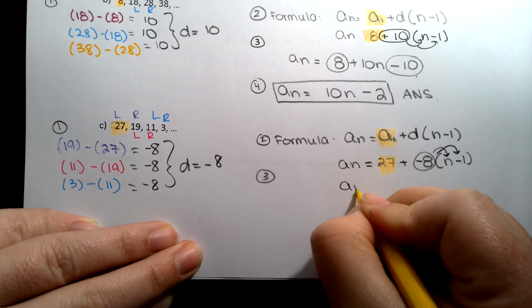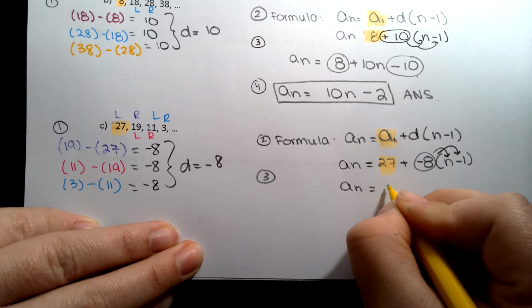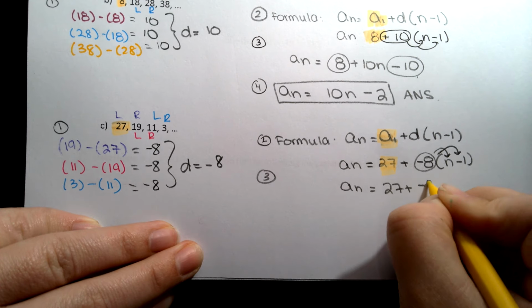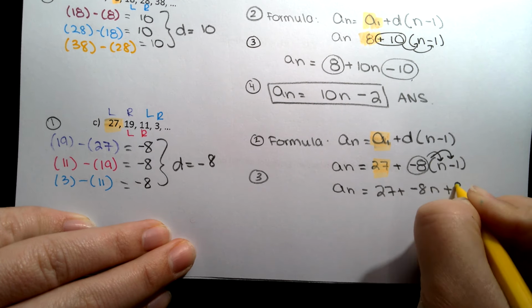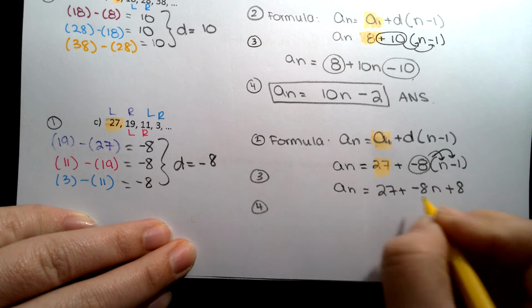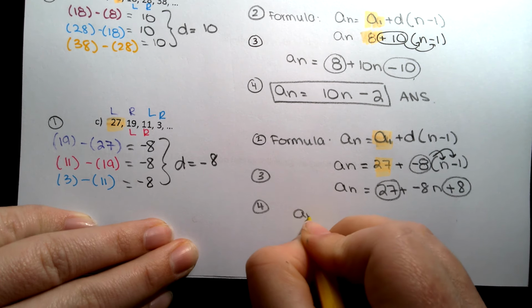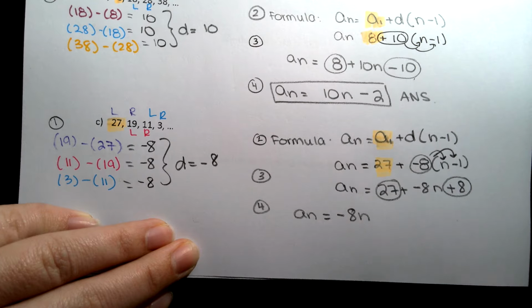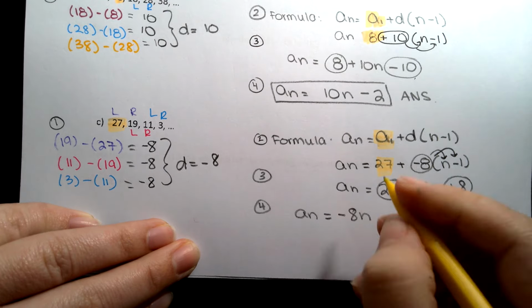We end up getting a sub n is equal to 27 plus negative 8n. And negative negative gives us a positive. 8 times 1 is 8. And again, step number 4 is to combine like terms here. So we get a sub n is equal to negative 8n. And 27 plus 8, 27 plus 8 is 35.